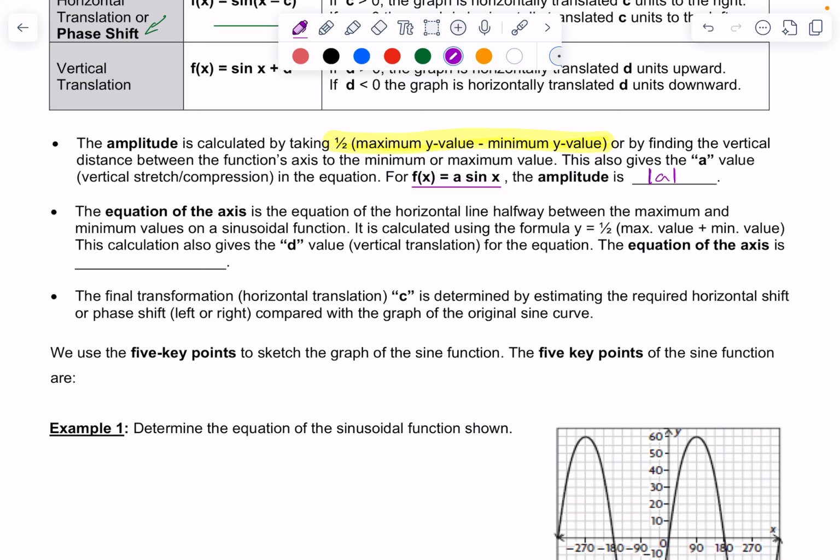The equation of the axis, same thing. We have a mathematical formula. You can look at a graph and calculate it this way, or it's just the value of the D on the backside. So the equation of the axis is just y equals D. It's just the thing that's on the backside. So if you have sine x plus D, it's this right here, the thing on the backside.